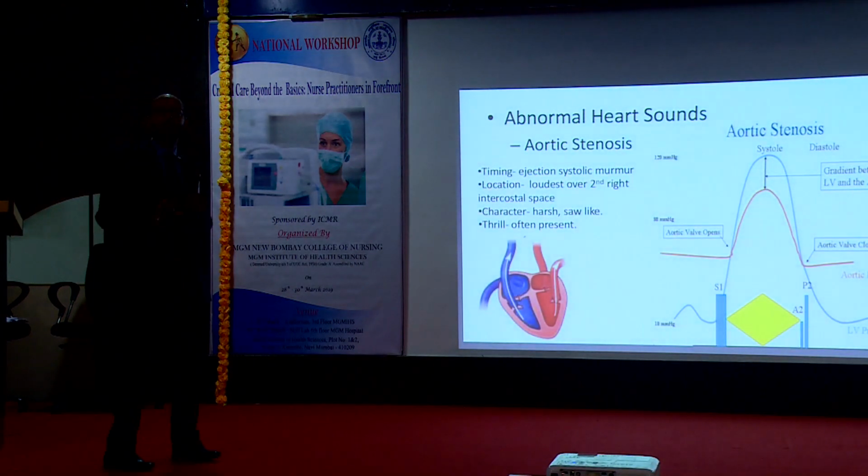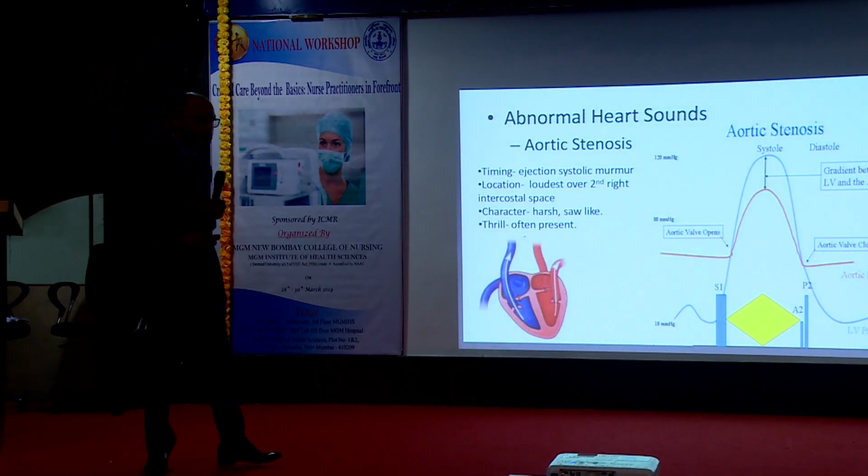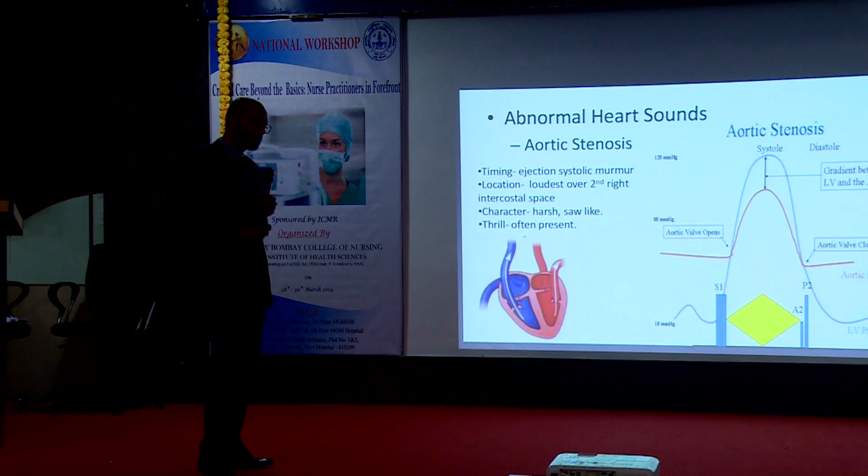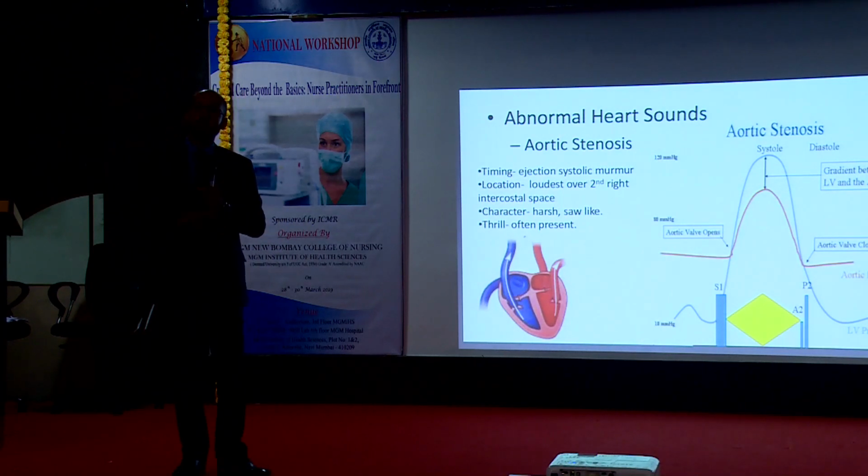I'm just going to go through 4 very common valvular heart diseases. Okay, aortic stenosis, aortic regurgitation, mitral stenosis, and mitral regurgitation. If you know these 4, then most of valvular heart disease is sorted out.